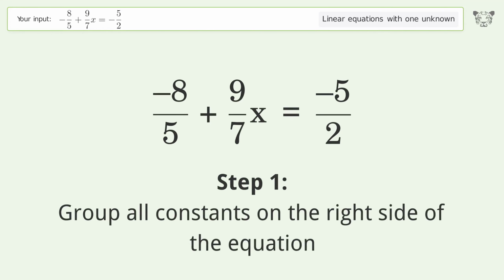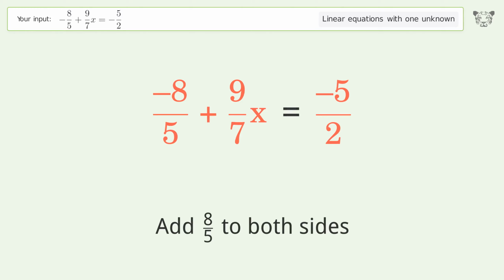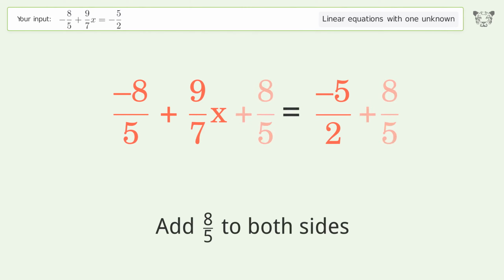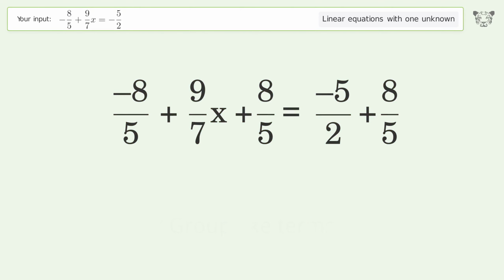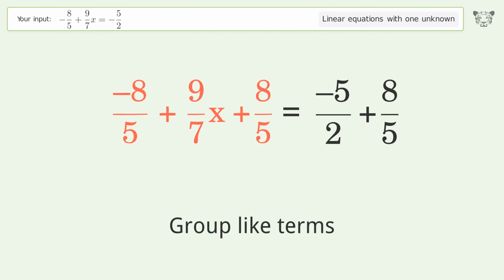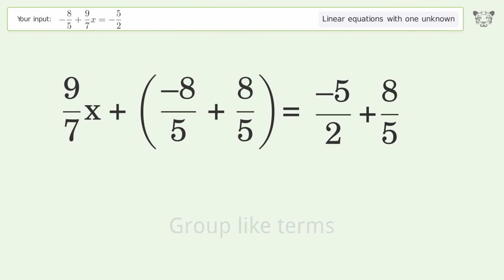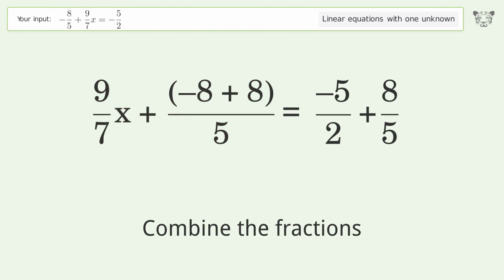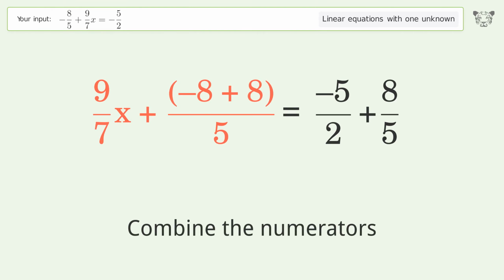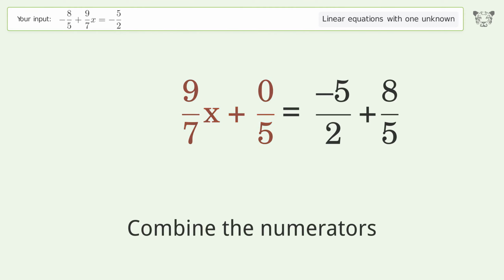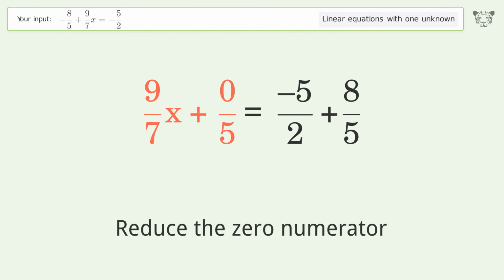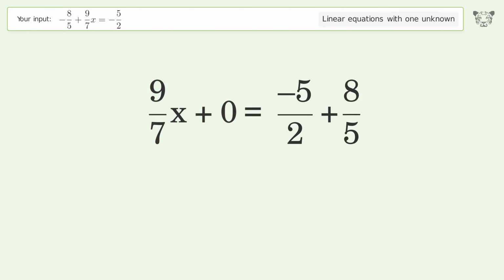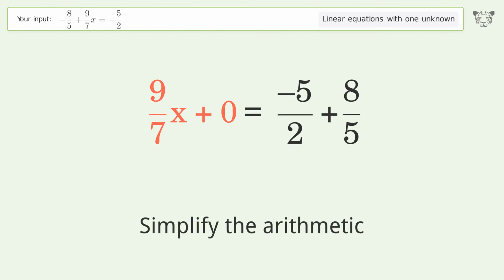Group all constants on the right side of the equation. Add 8/5 to both sides. Group like terms. Combine the fractions. Combine the numerators. Reduce the zero numerator. Simplify the arithmetic.